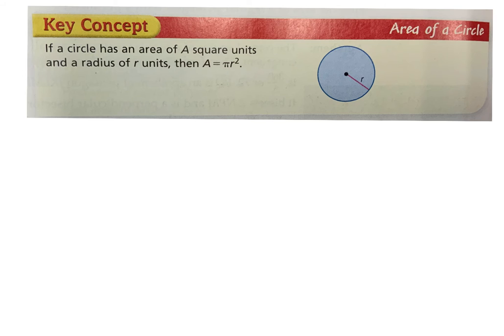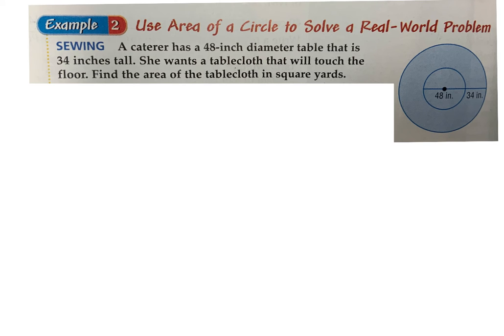All right, first example, example 2. Cater has a 48-inch diameter table that is 34 inches tall. She wants a tablecloth that will touch the floor. Find the area of the tablecloth in square yards. So we need the radius of the entire thing. If the diameter is 48 of that inner circle, the radius is going to be what? 24, right? And then I need to know the radius of the entire tablecloth. What am I going to do to find that? 24 plus 34. Yeah, so it's going to be 58, right?